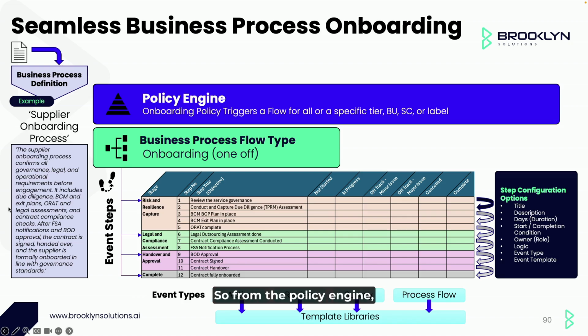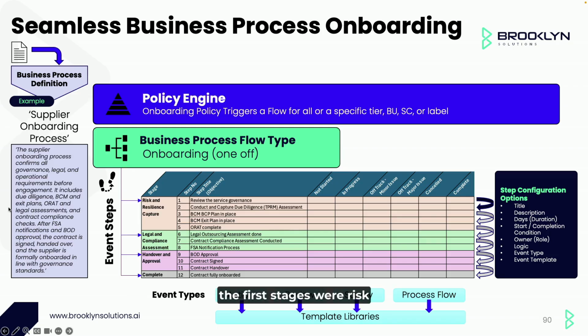From the policy engine, how and when does this business process type need to be triggered? In this case, it's onboarding, so it needs to be triggered for all new suppliers that come onto the platform. We set that up for you so that every supplier that comes on triggers one of these processes. We're then able to define a set of stages, in this case 4 stages, that a number of steps, in this case 12 steps, need to go through.